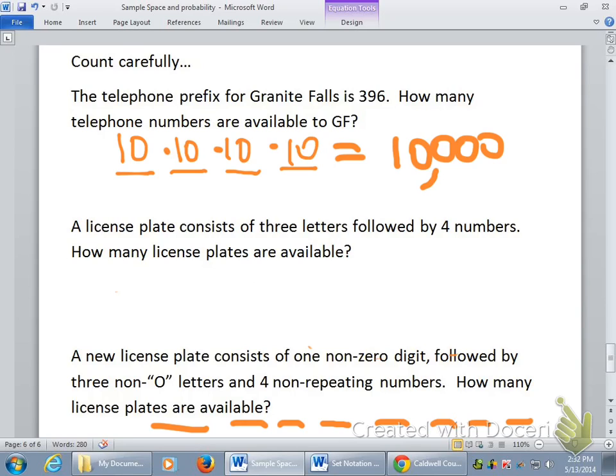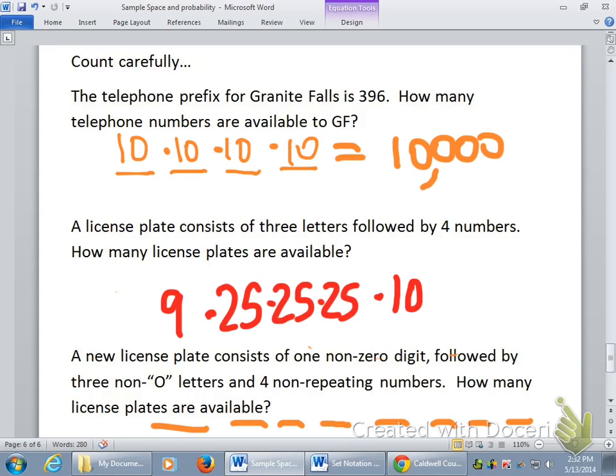1 non-zero digit. How many choices are there? There are 9 choices for a non-zero digit. I took the 10 normal digits, I took 0 out, so there's only 9 choices. Times, I can have 3 non-O letters. So that's 25 times 25 times 25. And then 4 non-repeating numbers. So how's that going to be? Okay, I have 10 choices for the first one, but then I can only have 9 for the second one, right? Wait, does the non-zero still count for the ones after that? Oh, that's a great question. As of right now, I'm looking at 10, 9, 8, 7.